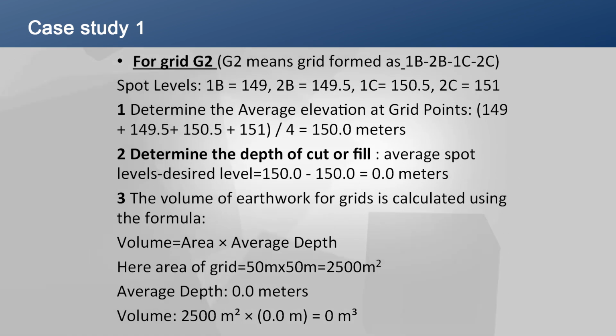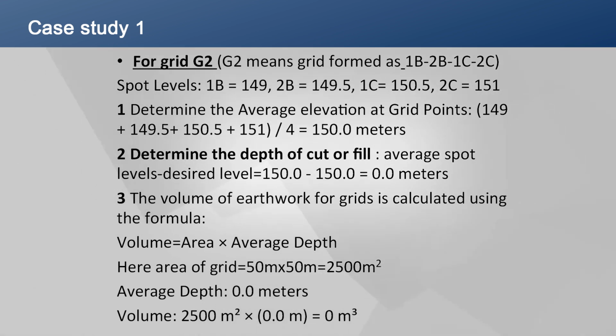Now, for grid 2. Grid 2 means 1B, 2B, 1C, 2C. You can see in this figure. Spot levels are given as: for 1B 149 meter, 2B 149.5 meter, 1C 150.5 meter, 2C 151 meter. So, first step will be determination of average elevation of the grid points. If we calculate using the values, we will get it as 150 meter.